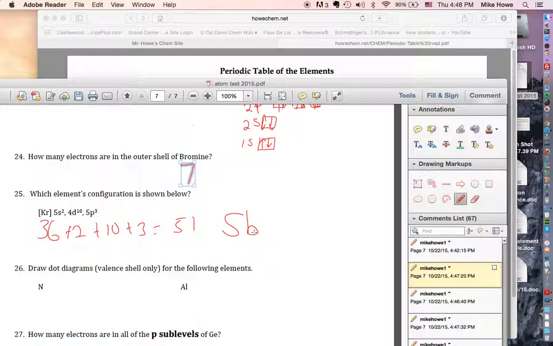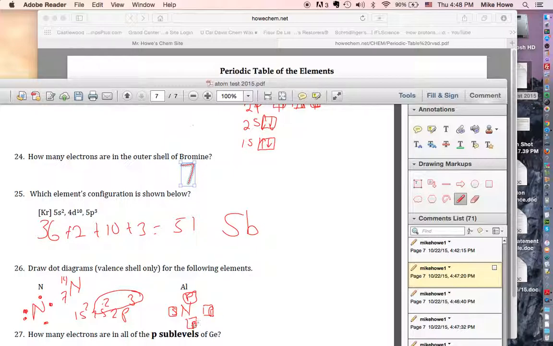Okay, now dot diagrams, that is a valence shell only for the following atoms. If you look at nitrogen on the periodic table, it says nitrogen 7, 14. So 1s2, 2s2, 2p3. We want the dot diagram which shows only the outer shell electrons, so that's 5 of those. You put in here the 2 electrons that are in the 2s, and the 3 electrons in the 2p would go here, and here, and here. They'd go by themselves. It's kind of like the s orbital box right there, and then the p orbital boxes.